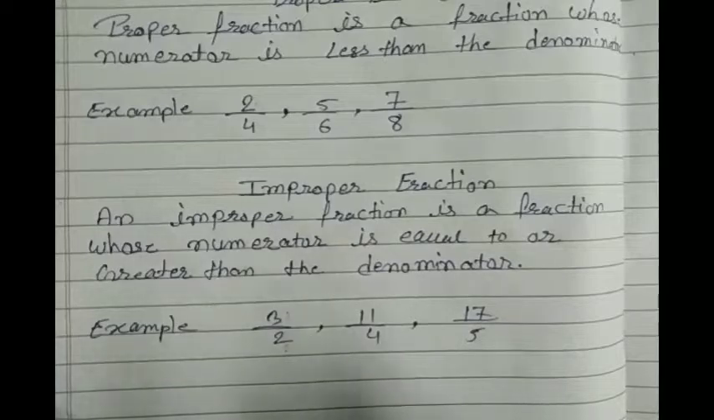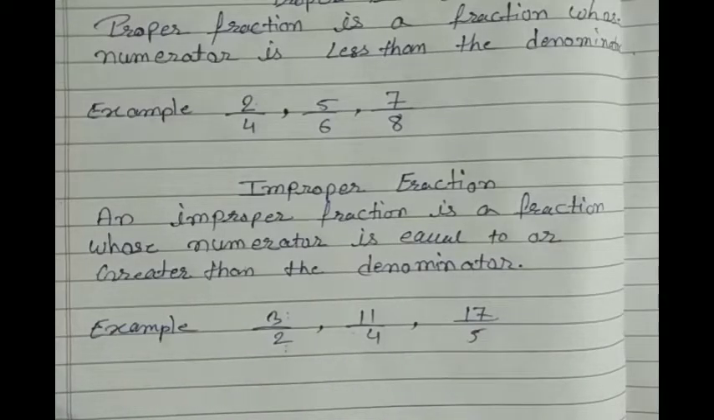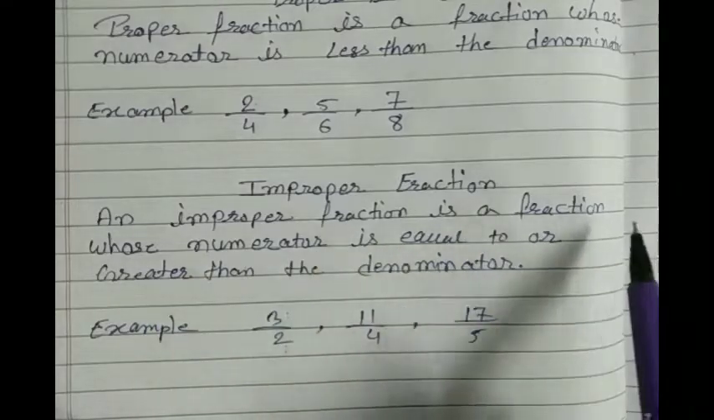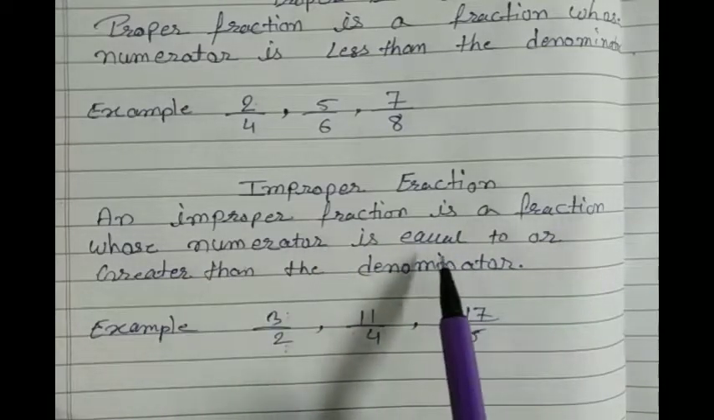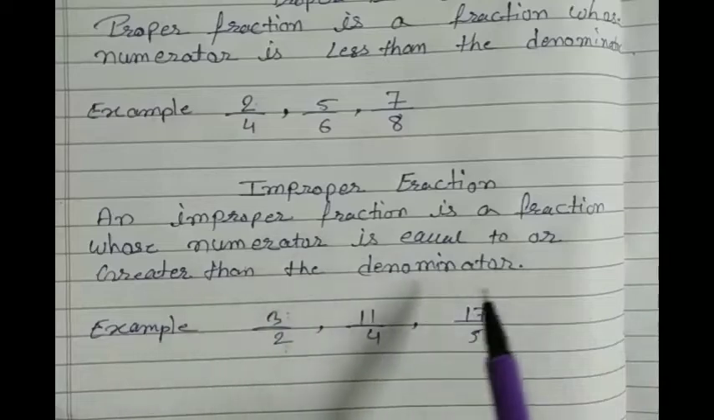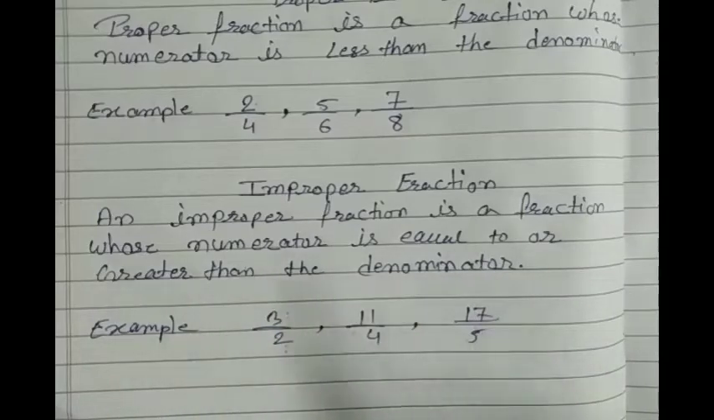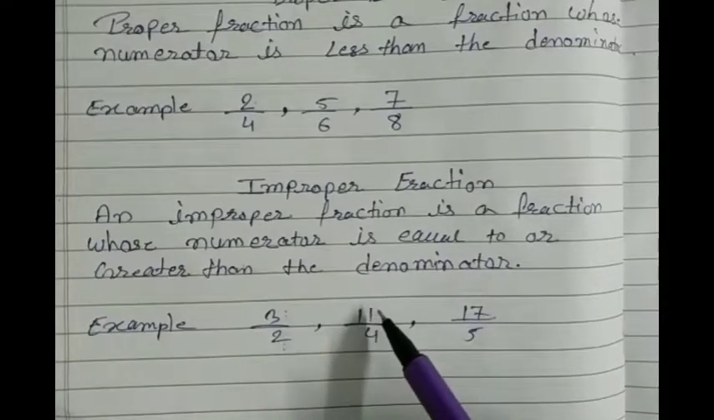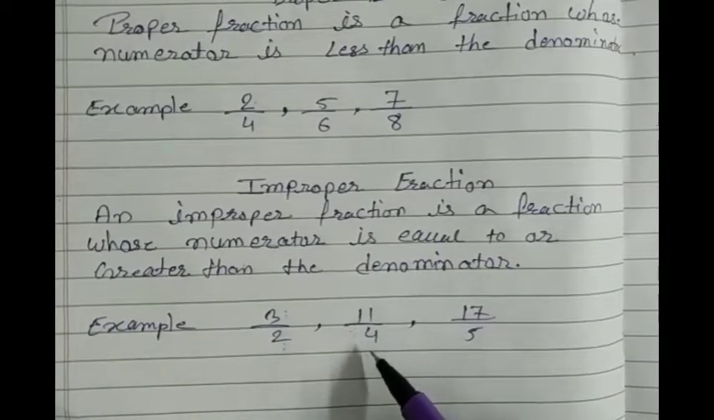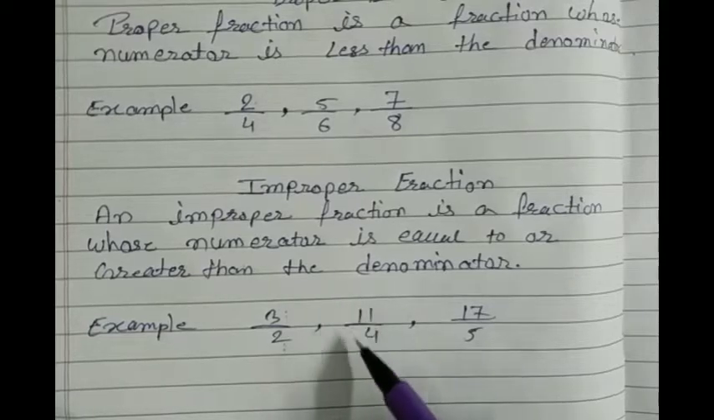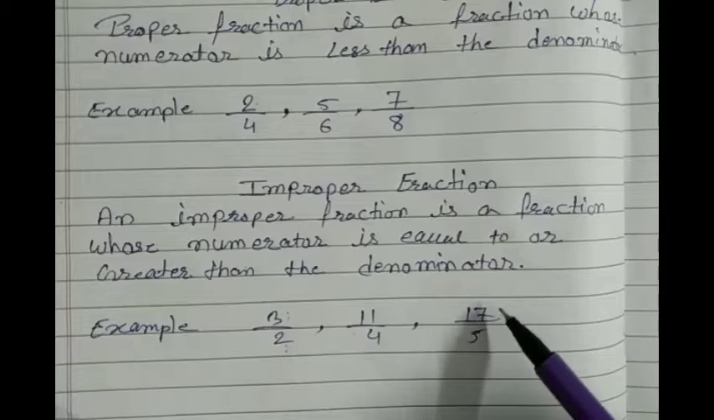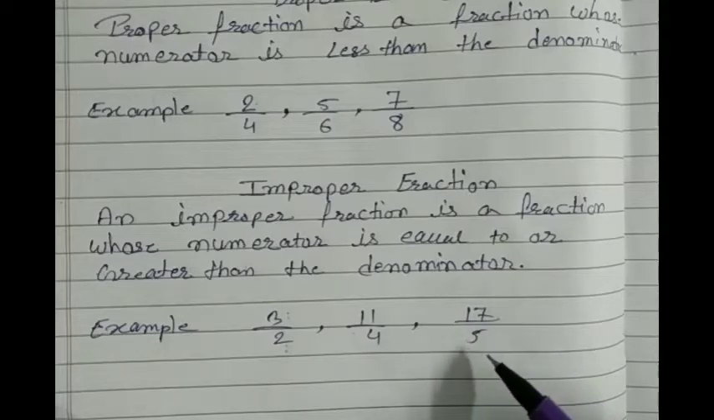So if you get a question, define improper fraction, you have to write that an improper fraction is a fraction whose numerator is equal to or greater than the denominator. Second example, 11 upon 4. Here 11 is the numerator and it is greater, 4 is the denominator and it is smaller, so it is also an improper fraction. 17 upon 5. 17 is greater, 5 is smaller, so it is also an improper fraction.